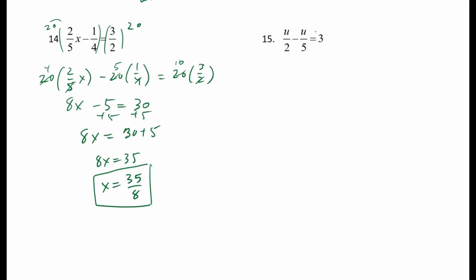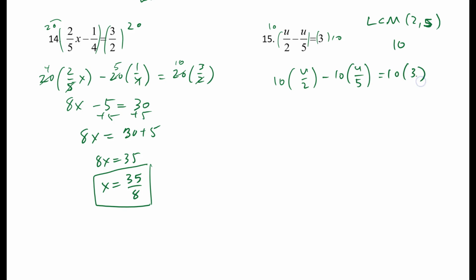Same thing here. On 15, we have some fractions. I want to get rid of them, so let's find that least common multiple of 2 and 5. Those are our only denominators. Well, the smallest number that both 2 and 5 will go into will be 10. So I can start off this problem by multiplying both sides by 10. So I get 10 times u over 2 minus 10 times u over 5 equals 10 times 3. You'll see this is just that equation above with everything multiplied by 10.